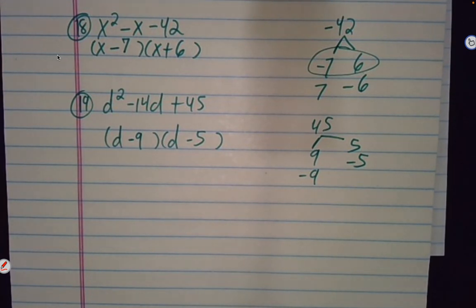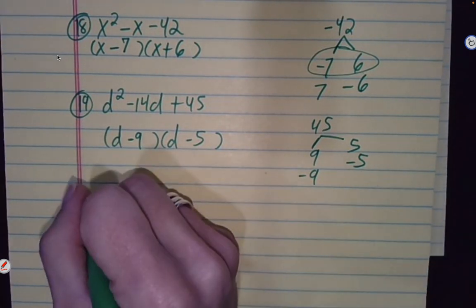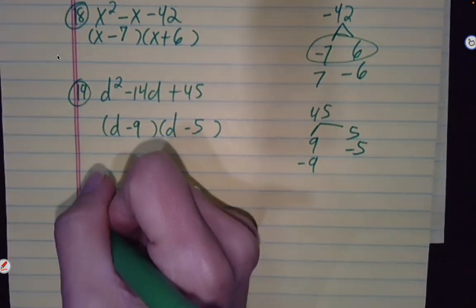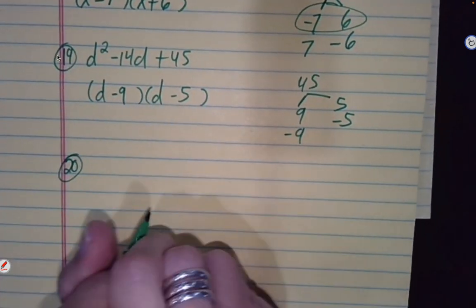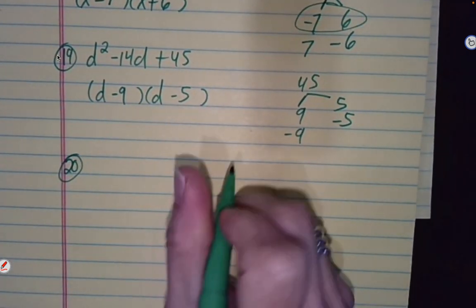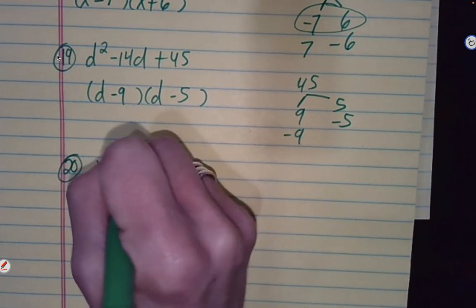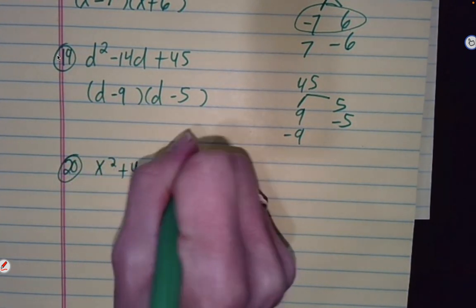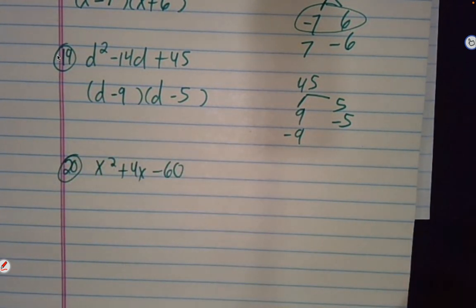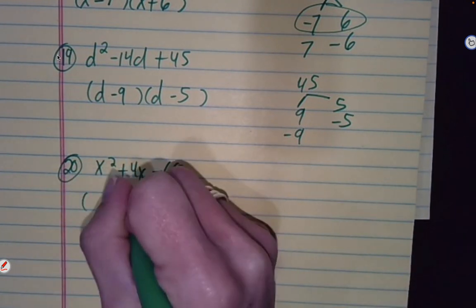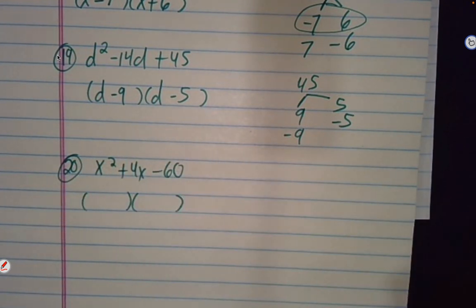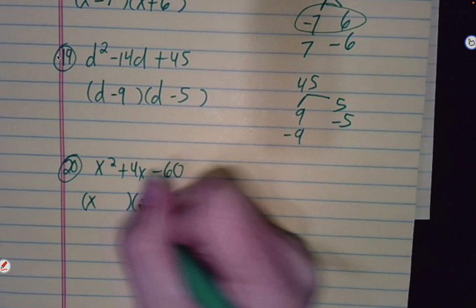Let's do the basis question. Okay, number 20. It's got x squared plus 4x minus 60. No number out front. So I can put my 2 parentheses, and what goes in the front of those? X. Very good.